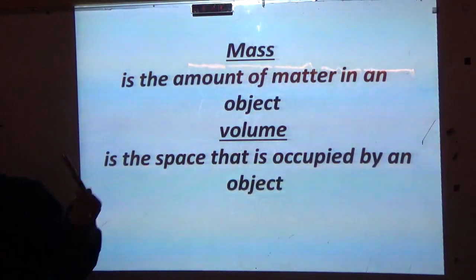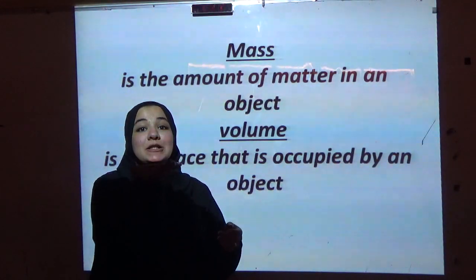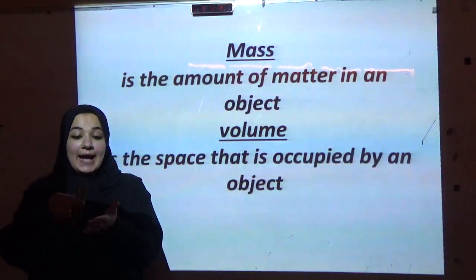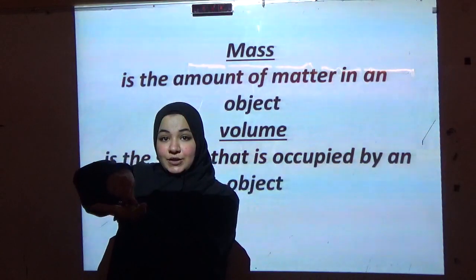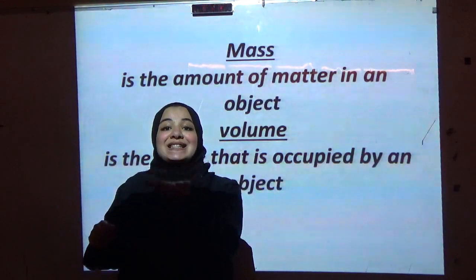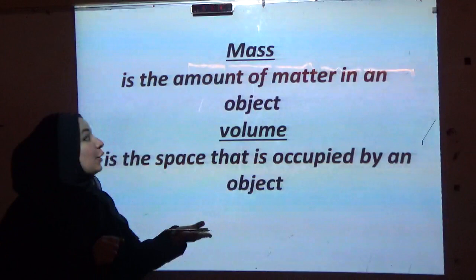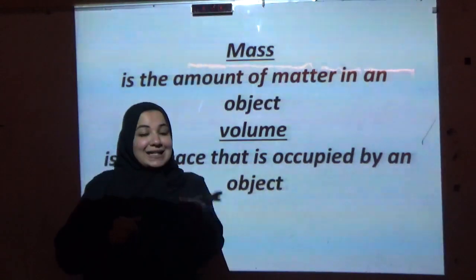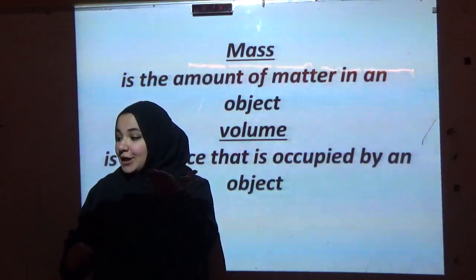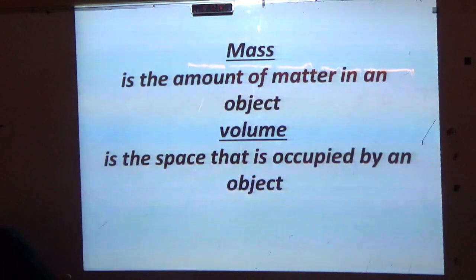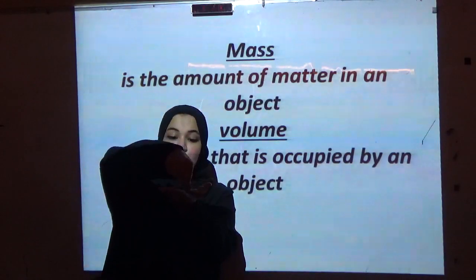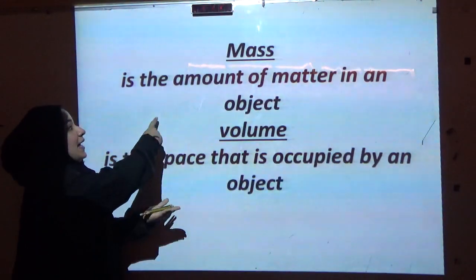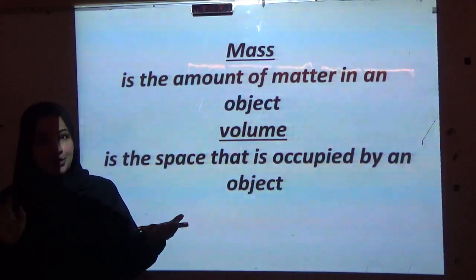I take this bundle of pencils. This bundle of pencils has mass. If I separate them and put the pencils one above the other, this is the amount of matter in an object. So what is the mass? The mass is the amount of matter in an object. If I take another pencil and add it, the mass will increase. Why? Because the mass is the amount of matter in an object.